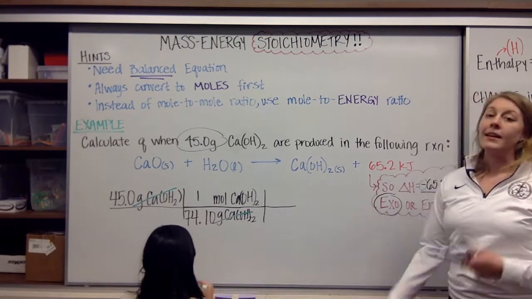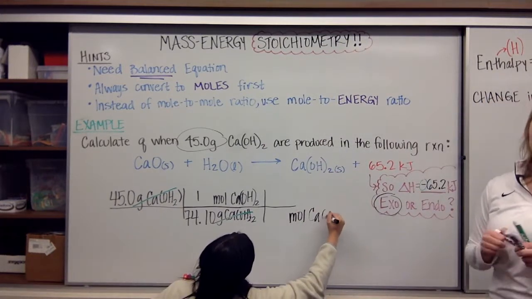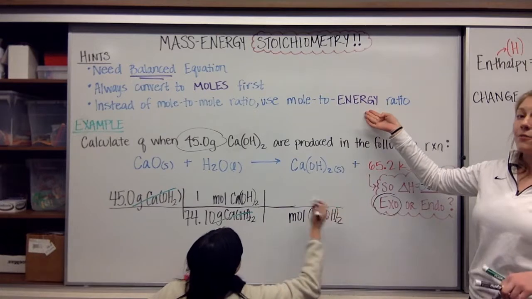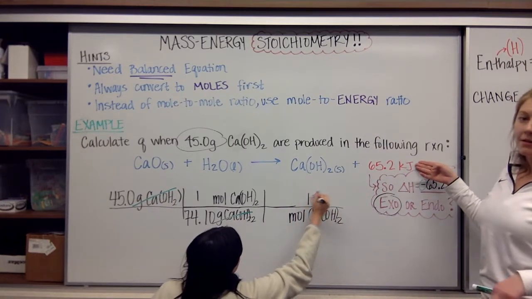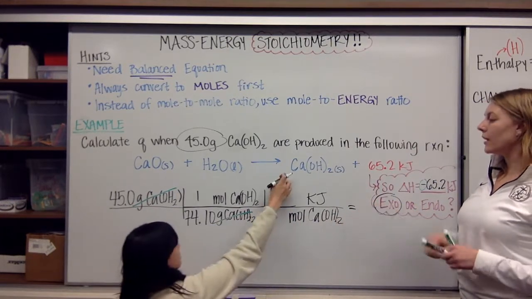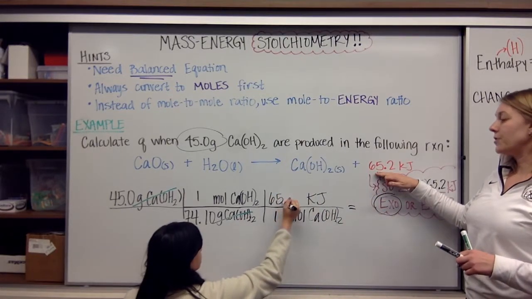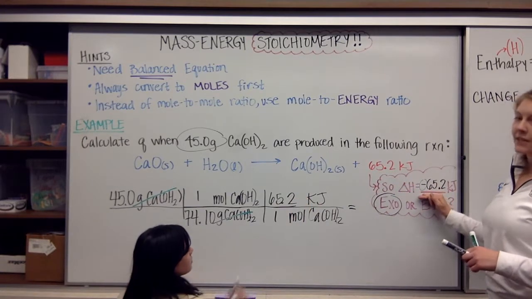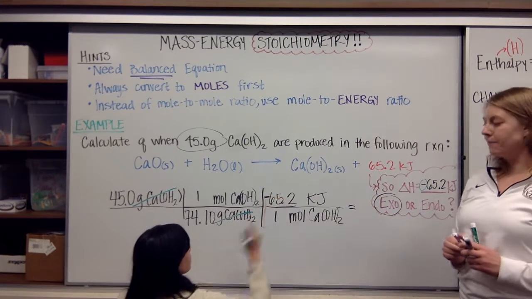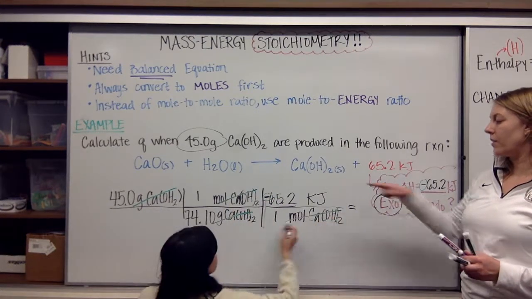Now we're in moles. Here's where instead of the mole to mole ratio, we're going to use a mole to energy ratio. Moles of CaOH2 has to go on bottom so that moles cancels out. What's going to be our unit for energy? Well, the only unit we're given here is kilojoules. Now, equivalency statement: in 1 mole of CaOH2, we have 65.2 kilojoules released. But remember, we said that delta H is negative, so we have negative 65.2 kilojoules. Now moles cancels out, and we're left with kilojoules.